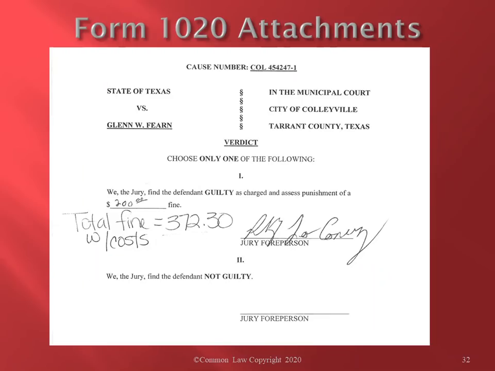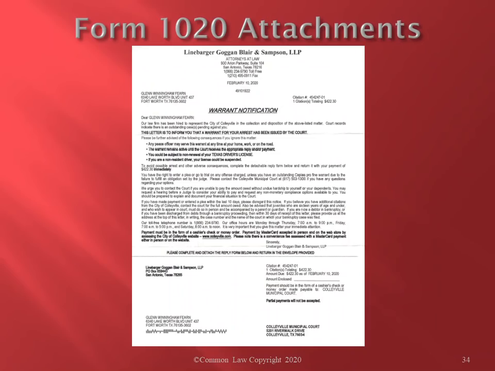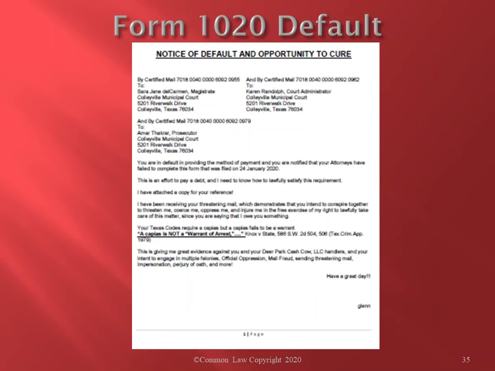And there's the so-called verdict. And so in their kangaroo court, in their show trial, and then they start sending out these solicitations. This is an outstanding warrant notice. Ooh, I'm shaking in my boots. And more warrant notifications. I attached all of that to the Form 1020 too. And then there's a notice of default and an opportunity to cure.